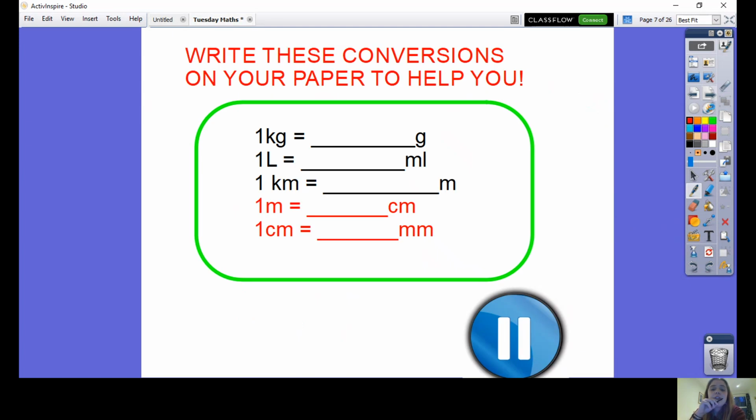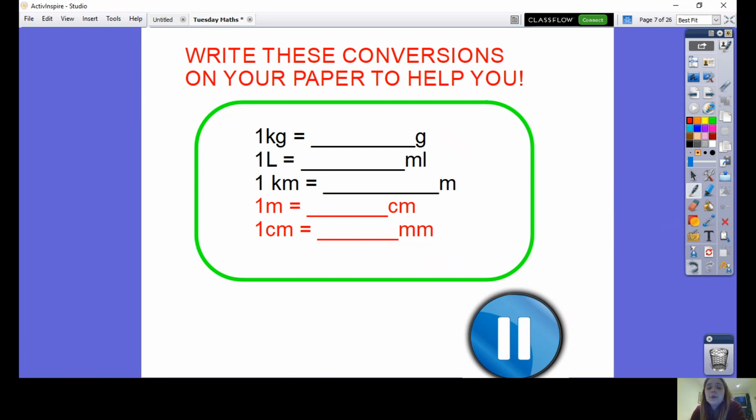Okay. Before we start today's lesson, I think it would be really helpful for you to have these different conversions written at the top of your piece of paper. So what I'm going to ask you to do is pause the video and tell me how many grams in 1 kilogram, how many millilitres in a litre, how many metres in a kilometre. And then remember, these ones were the exceptions to the rule, how many centimetres in a metre and how many millimetres in 1 centimetre. Write that at the top.